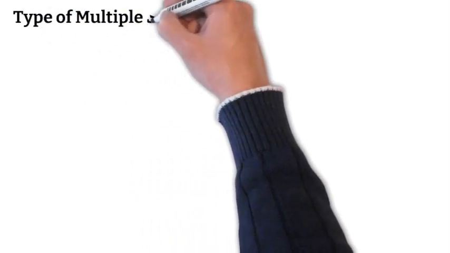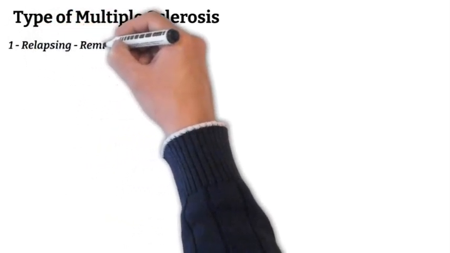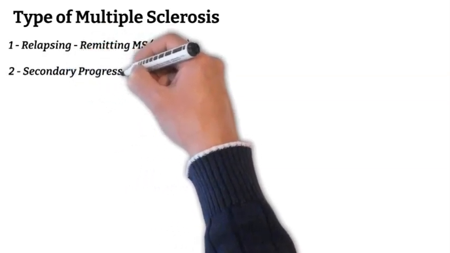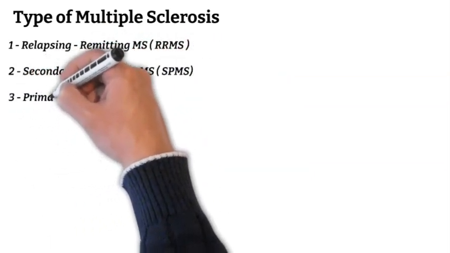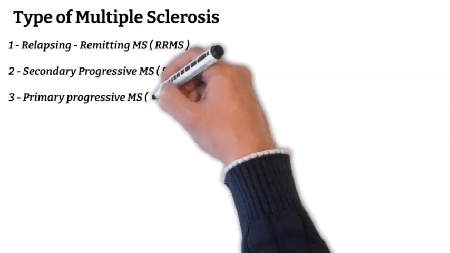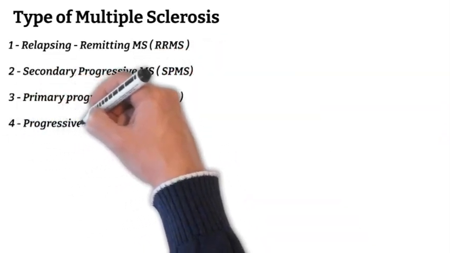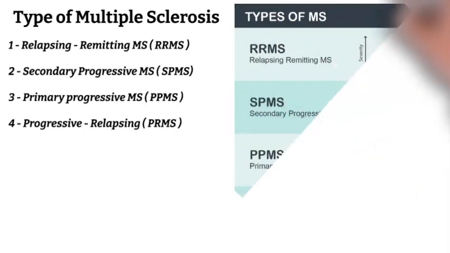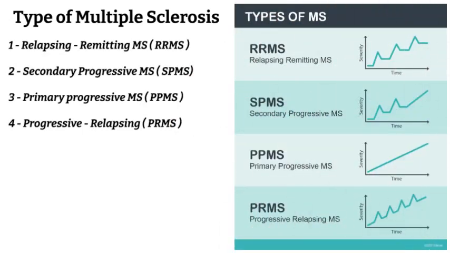So here we covered the epidemiology. Let's talk about the types of multiple sclerosis. It has four types, but the first one, relapsing and remitting, is the most common. Remember, secondary progressive multiple sclerosis, primary progressive multiple sclerosis, progressive relapsing multiple sclerosis. These are the types, and they describe how they affect the body and how they progress. Remember, relapsing and remitting is the most common one that we will cover in this lecture.